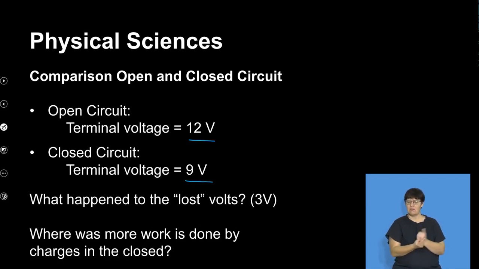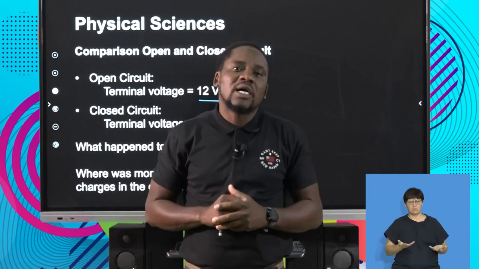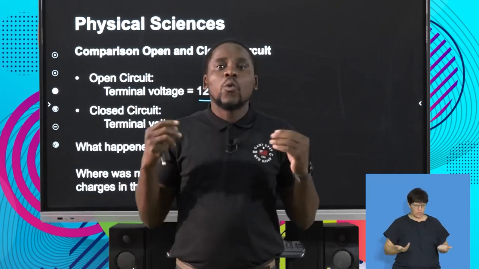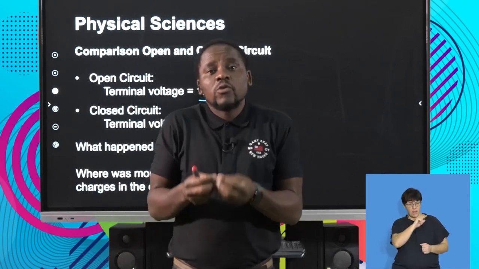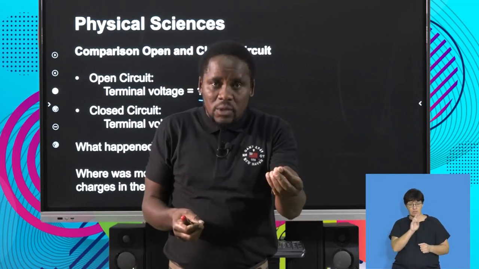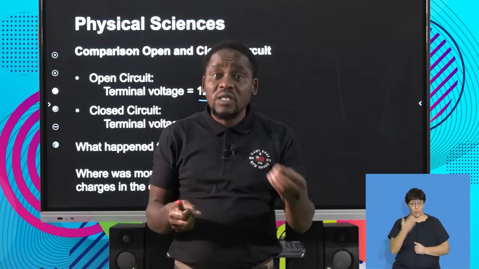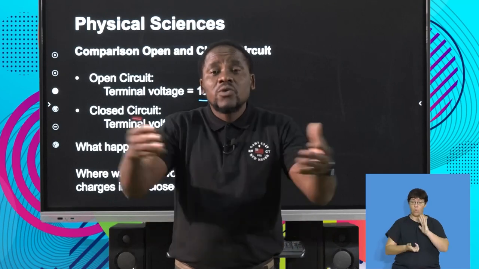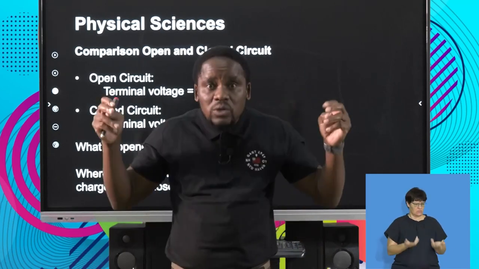The word lost is put in quotation marks. Why? Because we know that voltage has to do with energy, and we know that energy cannot be created or destroyed. But then how do we account for these lost volts?